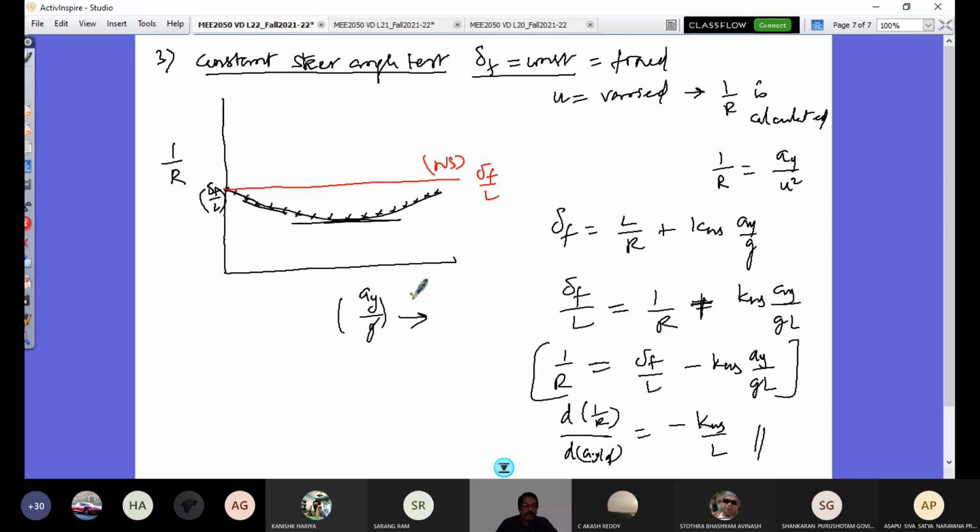When I take a negative slope, here it's going to be positive. KUS is positive. So my vehicle on this side is an understeer effect. And the slope here is positive. When I substitute here, it's negative. So KUS value is negative. Then only I will have this positive slope. So after this lateral acceleration, the negative slope is very important: the vehicle changes from originally understeered into an oversteered condition.